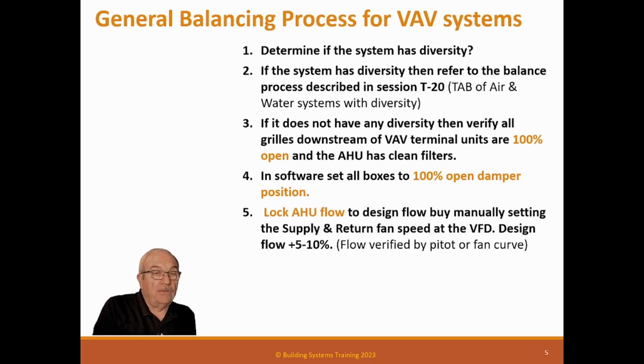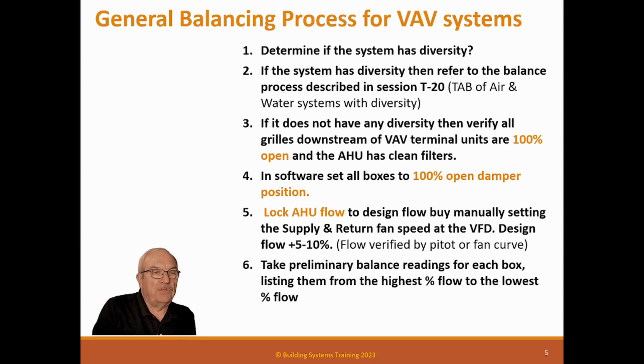Lock the air handler flow to design flow by manually setting the supply and return fan speed at the VFD to the design flow plus 5 or 10%, something just a little bit more. So as you balance the field and we balance back up on the pressure, the CFM will go down. You verify the flow by pitot or the fan curve when you set up the air handler, so just make sure it has enough air so you can balance the system.